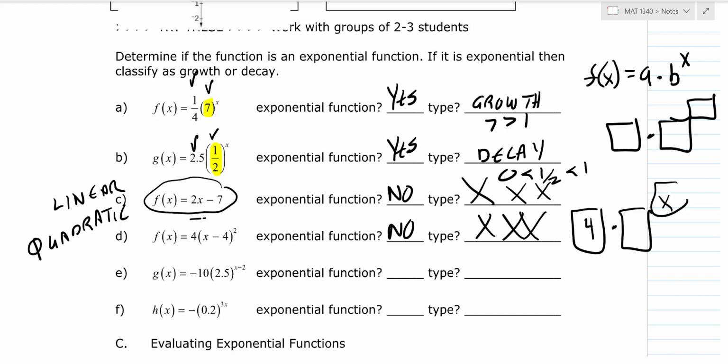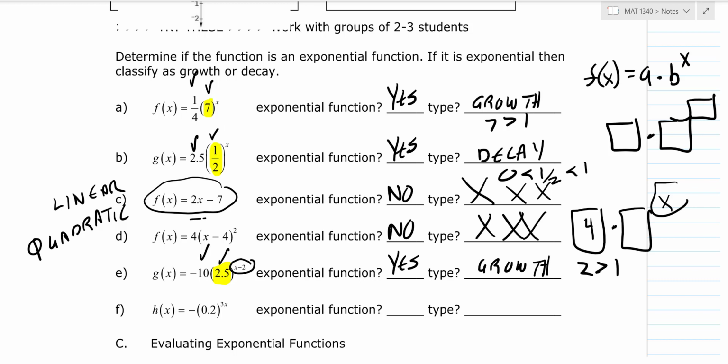Okay, the next one, again, has a number, and then another number raised to a variable power. This is a yes. Even though it has x minus 2, that's still okay, because this would just be a transformation of this. So that one's yes. Now, is this decay or growth? Look at the 2.5. That's what tells you. Which is it? That's growth. How come? 2.5 is bigger than 1, right? So that one is a growth function.